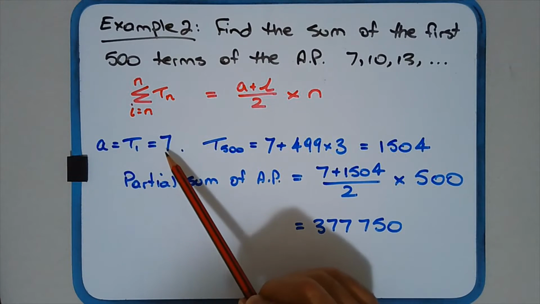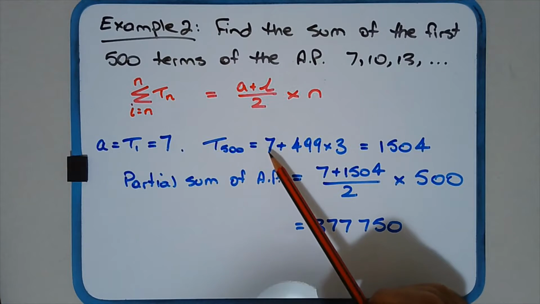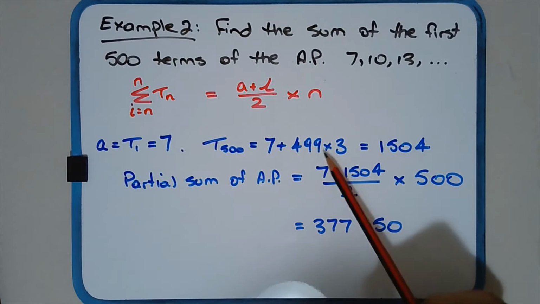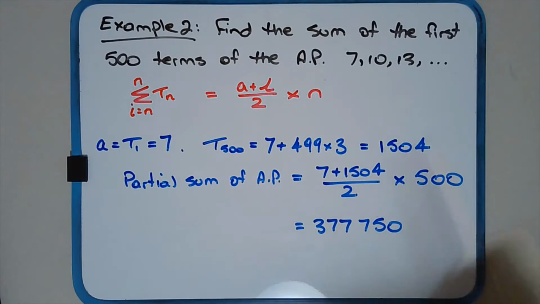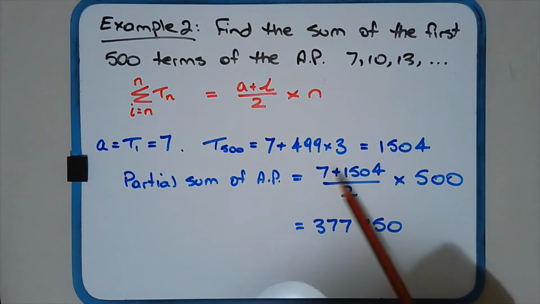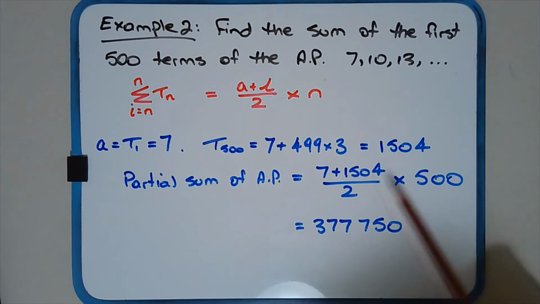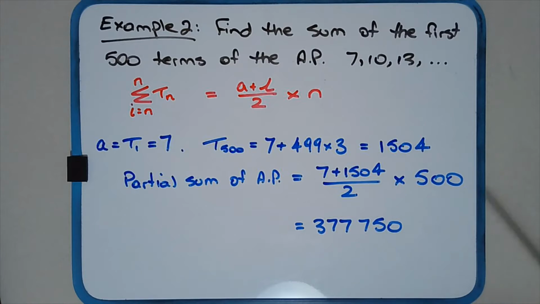So the first term of the sequence is 7. Now the last term of the partial sequence, that's the 500th term, T500, is equal to 7 plus 499 multiplied by 3. So that's the a plus (n minus 1)d, and that equals 1,504. So the partial sum of the arithmetic progression is equal to (7 plus 1,504) divided by 2. So that's the average of the first and last terms, multiplied by 500, because that's the number of terms that we want to add together, first 500. And that equals 377,750.